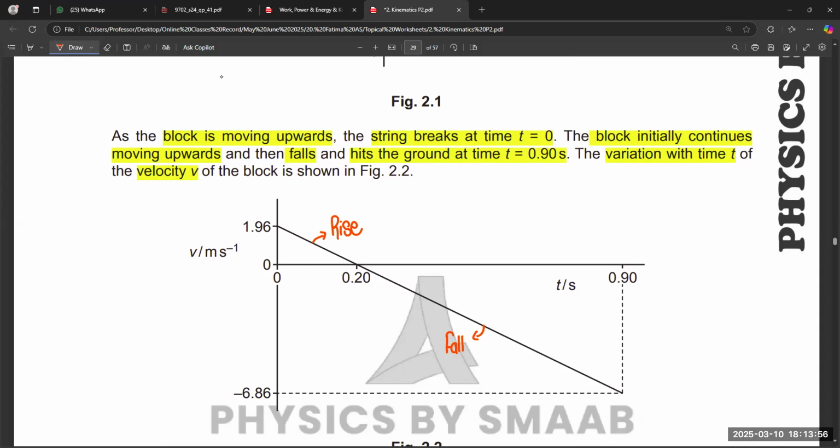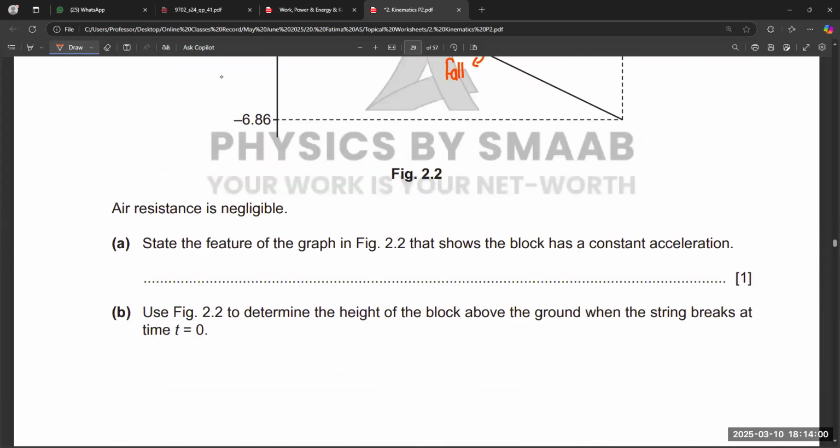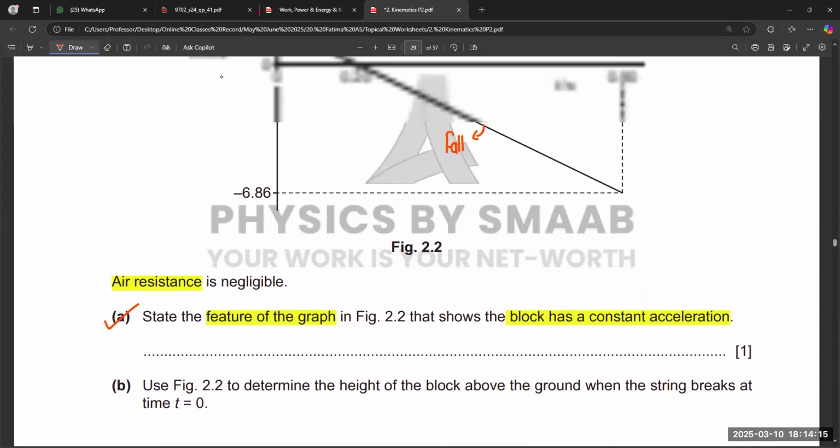Now the question is, air resistance is negligible. State the feature of the graph in figure 2.2 that shows that the block has a constant acceleration. So which feature of the graph shows that the block has a constant acceleration?